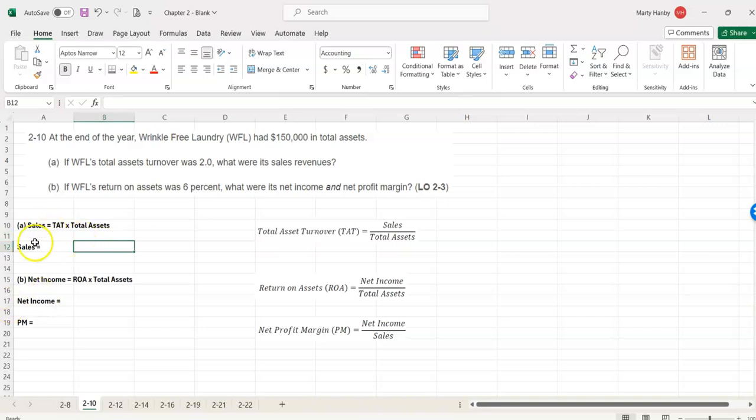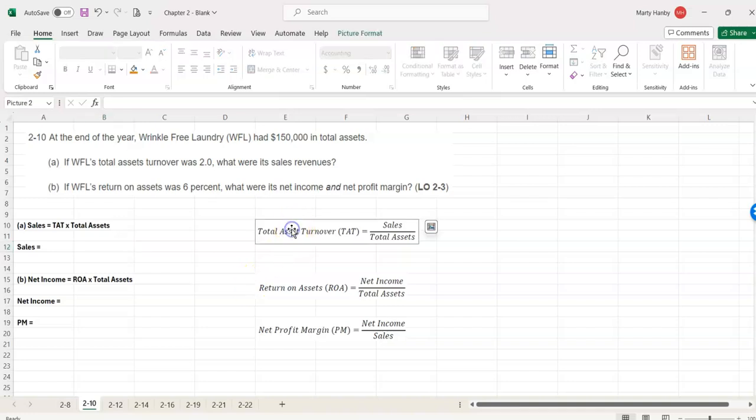So I've set up just a little spreadsheet here so that I can work through it with the numbers that are given. So at the end of the year, Wrinkle-Free Laundry, WFL, had $150,000 in total assets. If WFL's total asset turnover was 2, what were its sales revenue? So total asset turnover is equal to sales divided by total assets.